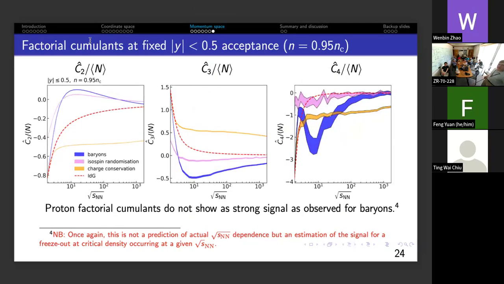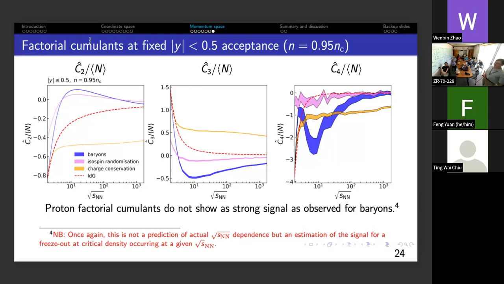Here you can see the factorial cumulants in the same plot. So it's again square root of s. And they show an interesting result, in the sense that you can observe that they deviate from the red line pretty much, but unfortunately, absolutely the same as what we saw in the previous plot: the pink line, which is isospin optimization, reaches the red baseline of the ideal gas, so there is no more signal here.